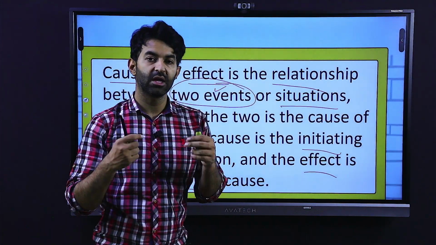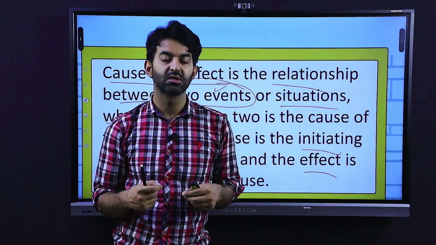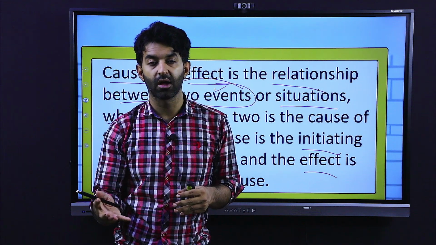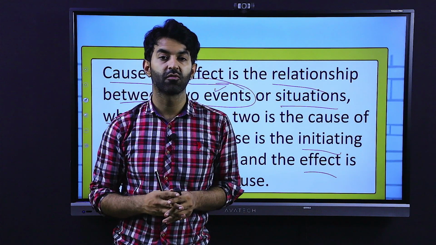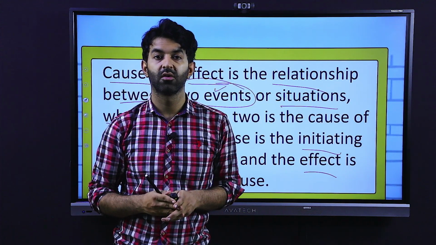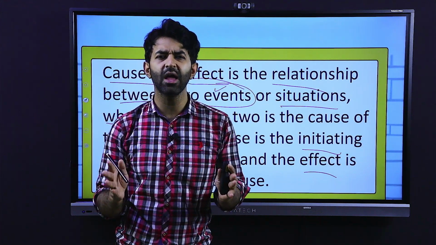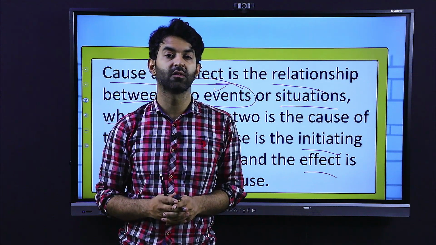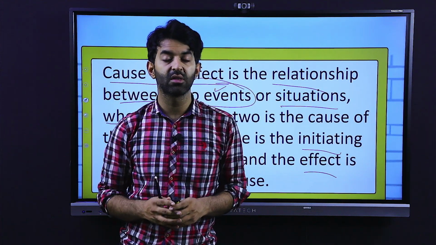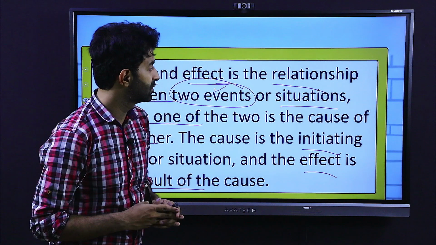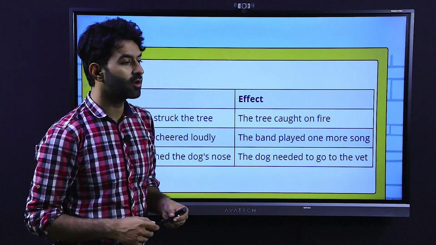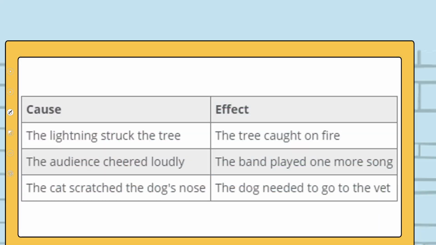So, cause initiates an action, initiates some event or situation, and in the result of that, there will come a reaction in the form of an effect. So, if you understand what is action and reaction, then it is very much easier for you to understand this relationship of cause and effect. Now that we are very much clear about the relationship between this terminology, now students, you can see this table in front of you. Please take this table on the screen.